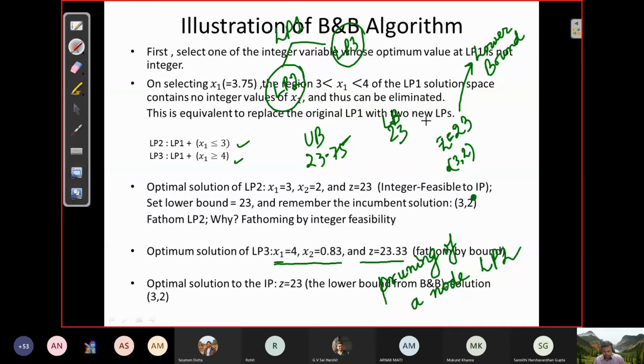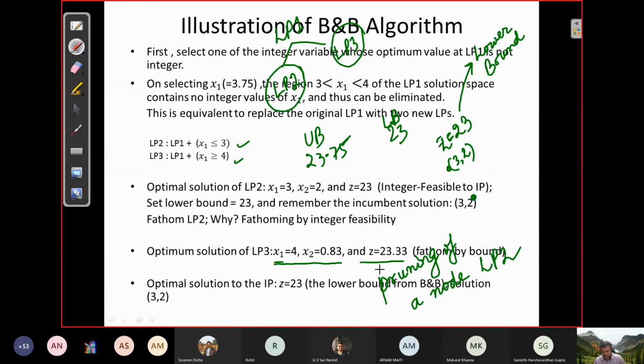Okay. So now if you divide the subspace based on the branching variable x2, will you get a better lower bound or a better upper bound? Upper bound anyway you are not getting from here, because 23.75 is higher than 23.33. But this is not giving the upper bound of the original problem because this is a subproblem LP3. Okay, so the current lower bound is 23.